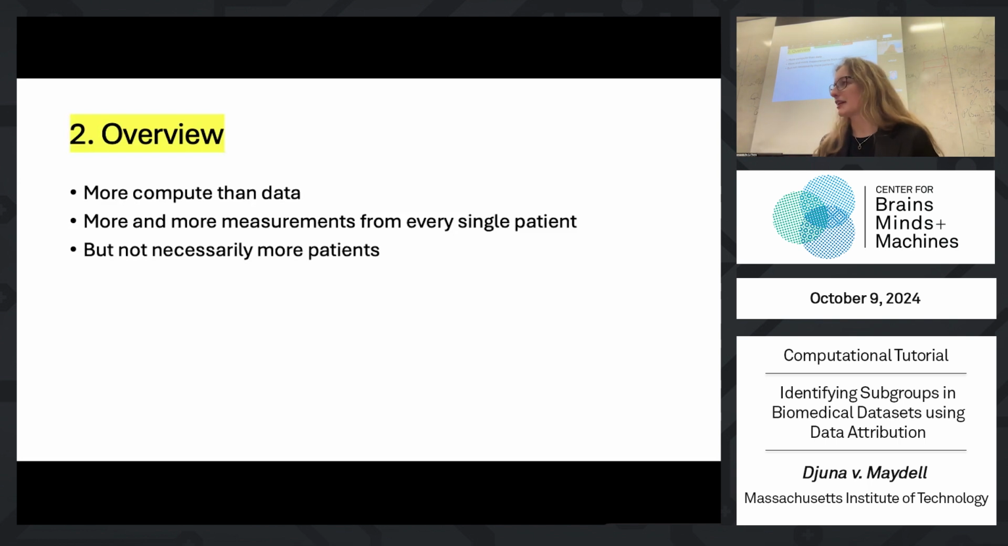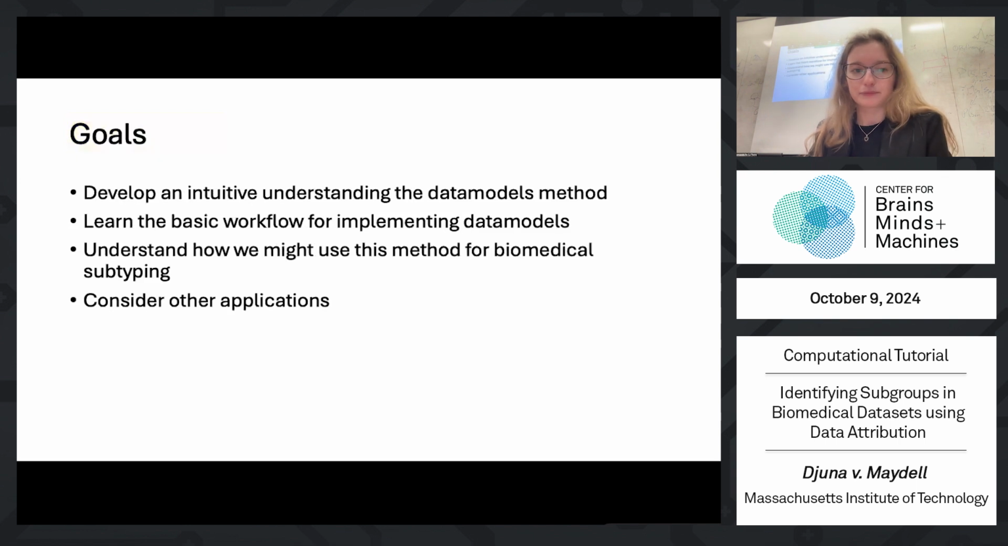Like, how do we actually identify relevant biological features that are associated with the disease, that can reveal different subtypes of the disease and so forth. And in getting interested in this problem, I really became aware of this method called datamodels that was published a couple of years ago now by the Madry lab at MIT. That's a machine learning lab over in EECS.